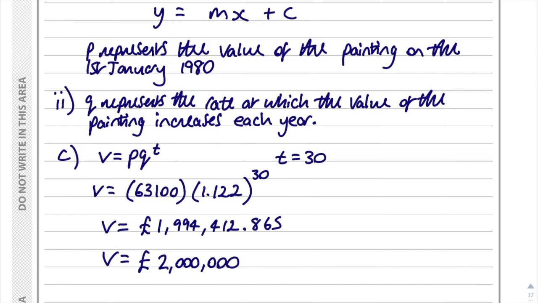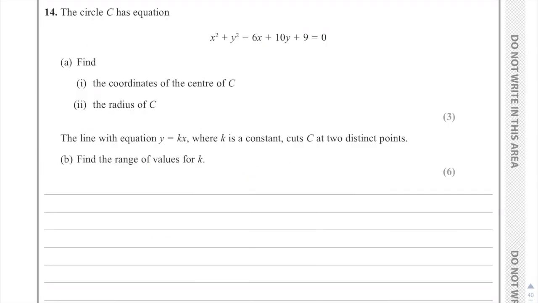So that is our answer for part C, 2 million. Question 14 says the circle C has equation x squared plus y squared minus 6x plus 10y plus 9 equals 0. Part A says find the coordinates of the centre of C and the radius of C.